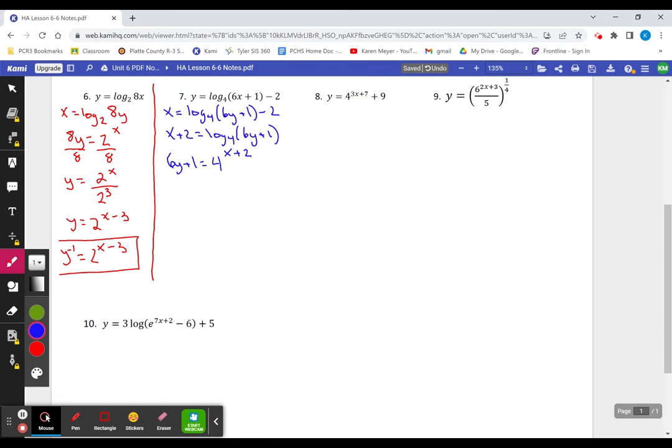Now my job is just to get y by itself. So to get rid of the plus 1, we're going to subtract it. So put minus 1 on the other side. And then to get rid of the 6 in front of the y, we're going to divide. So my inverse answer is 4 raised to the x plus 2, minus 1, all over 6.